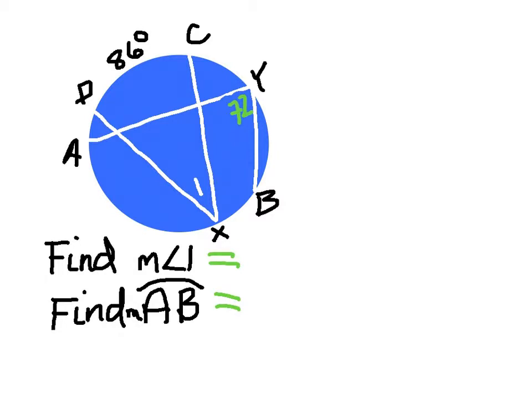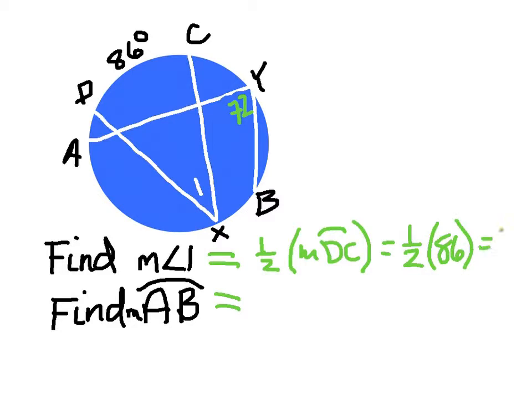So we're back, and the measure of angle 1, since it's an inscribed angle, is going to be half the measure of arc DC. Well, arc DC is 86 degrees, so it's 1/2 the measure of arc DC. Therefore, it's 1/2 of 86, which is 43 degrees.